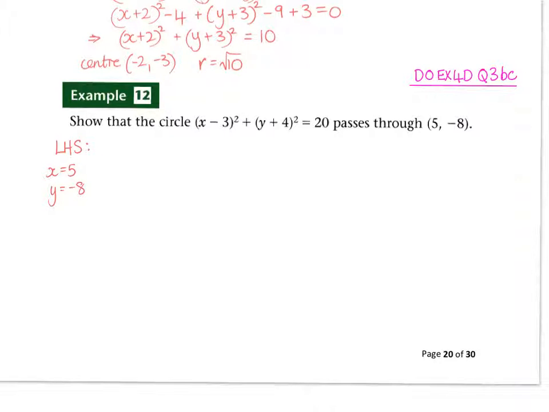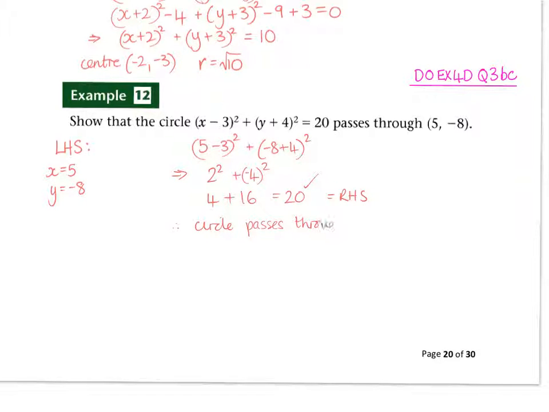So it's going to be 5 minus 3 all squared plus minus 8 plus 4 all squared, so that gives us 2 squared plus minus 4 squared, which is 4 plus 16, which equals 20, which is what we expected, equal to the right hand side. Therefore, the circle passes through the point 5, minus 8.